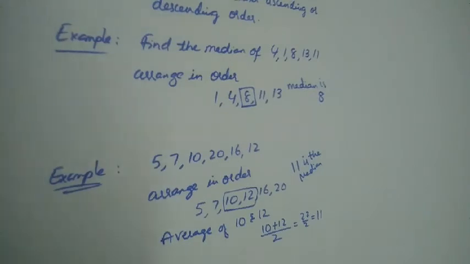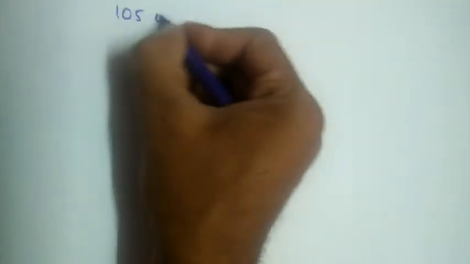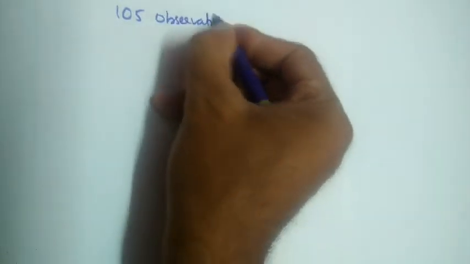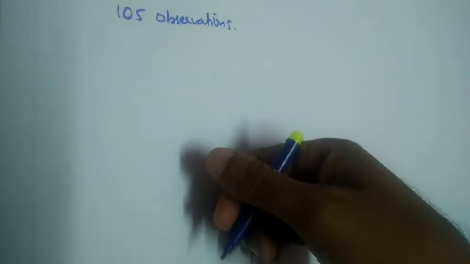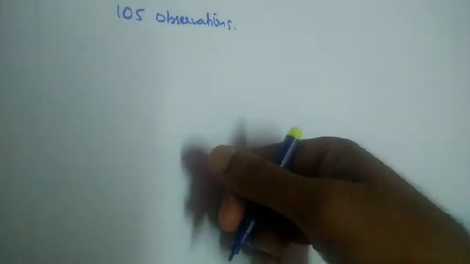Now, what if we have more number of observations? Let us say we have 105 observations. We cannot write all those 105 observations in a line and then keep on cancelling one from the start and one from the last and come to the middle term, right? It will be time consuming. So there must be some method. Okay. So let us learn it.